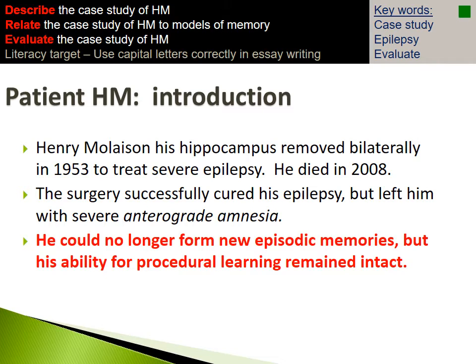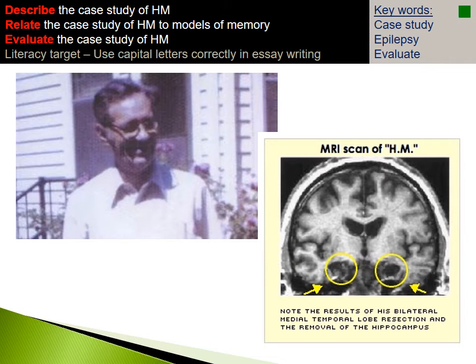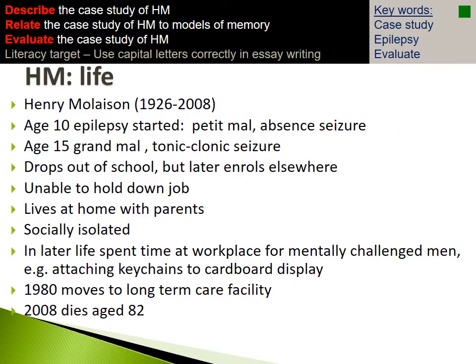Now, HM is a patient called Henry Molaison, and he had his hippocampus removed bilaterally in 1953 to treat severe epilepsy, and he died in 2008. The surgery successfully cured his epilepsy but left him with severe anterograde amnesia, which means that he could no longer form new episodic memories, but his ability for procedural learning remained intact. The picture of HM and also an MRI scan from HM are on the screen there as well.